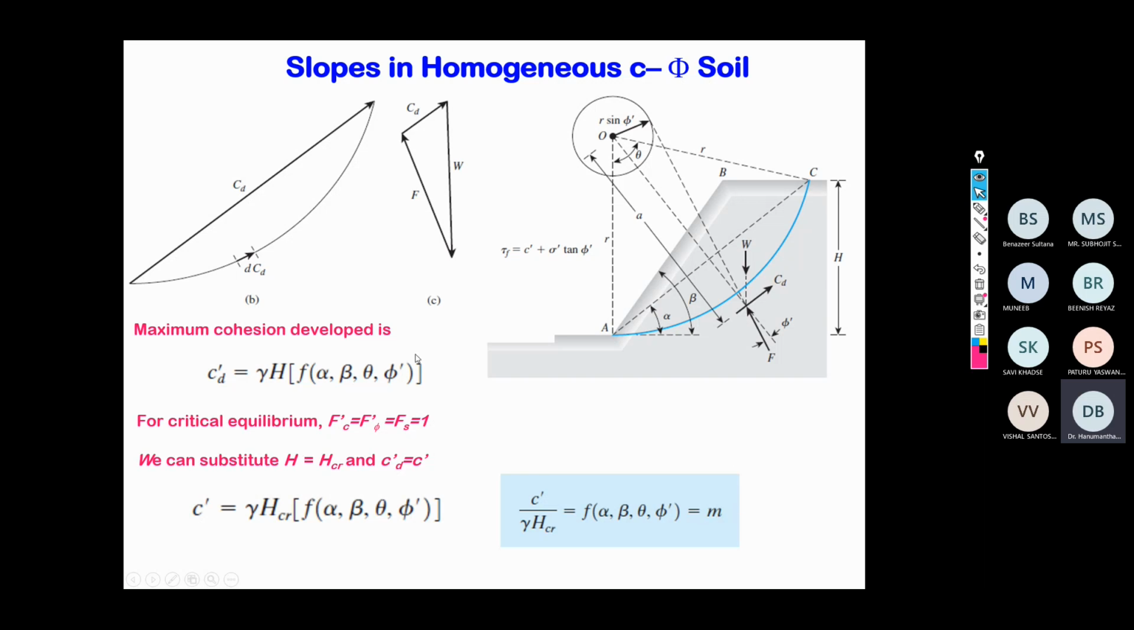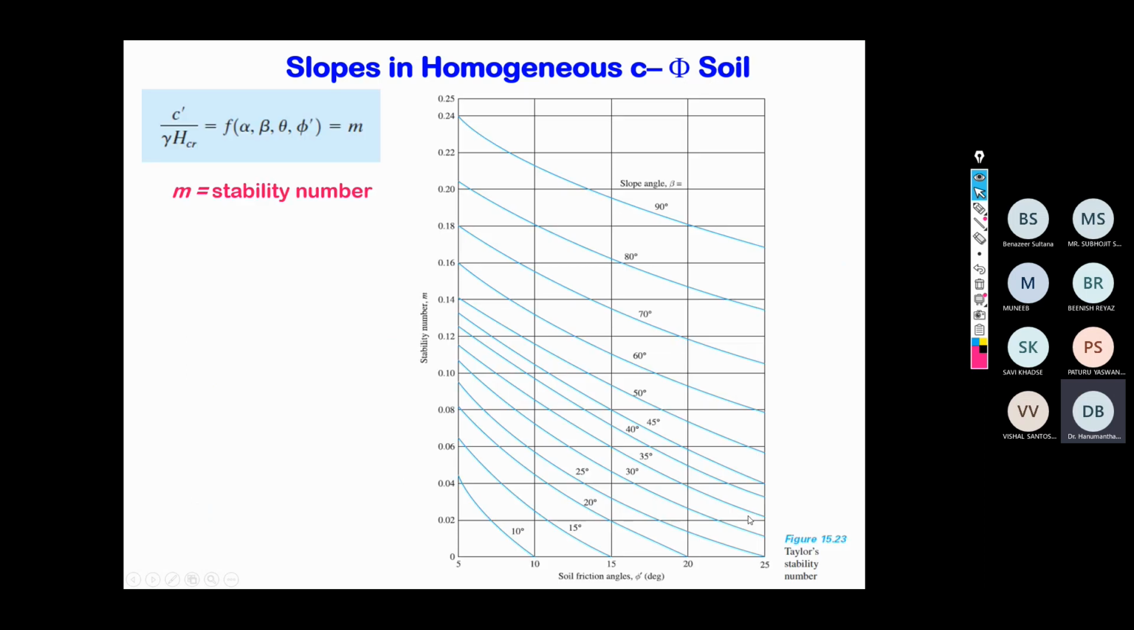Based on this derivation, we have tried to understand the friction circle method, r sin phi, and so forth. But ultimately we arrived at the equation, that is C dash by gamma h critical is equal to m, that is the stability chart. So here also, in order to validate the theory of the stability chart for the C-phi soil, because the previous discussion was valid only for phi equal to 0 soil, but here we are dealing with the C-phi soil, you can see another predefined chart.